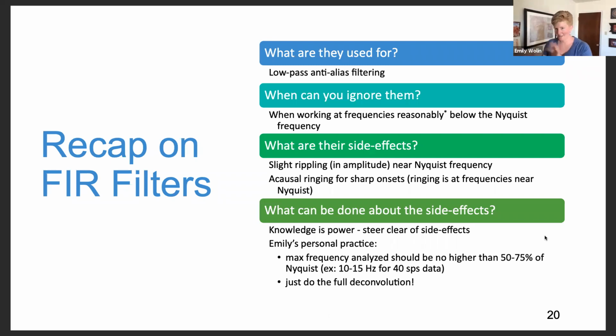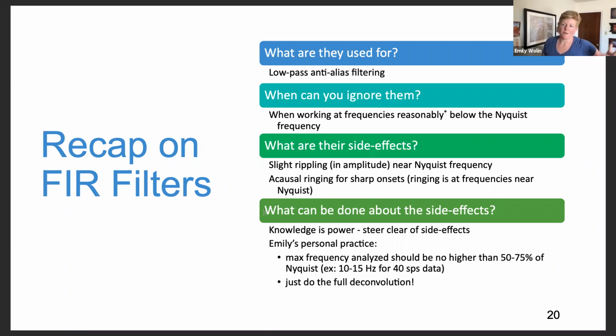Okay, so quick overview of FIR filters. These are finite impulse response filters. They're used to prevent aliasing in your data. If you are reasonably below the Nyquist frequency, you generally don't have to worry about them too much. But if you're working close to the Nyquist frequency of your data, you may want to be aware of them. They produce a slight ripple near the Nyquist frequency, and they can also produce some ringing near the Nyquist. So that's important to be aware of if you're, say, trying to pick the onset of high frequency signals.